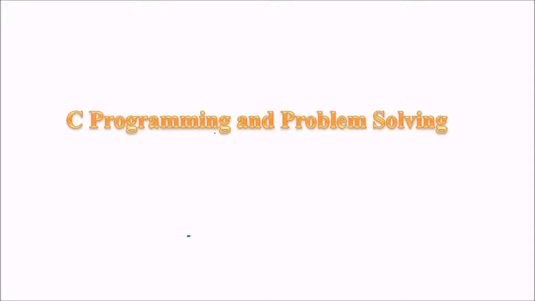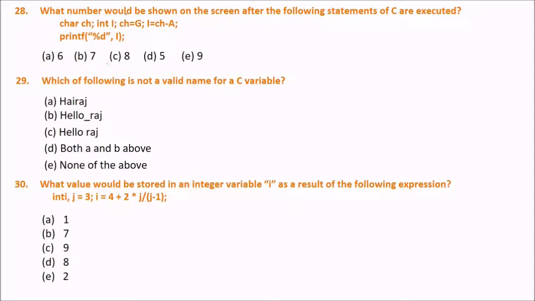Now let us take a few more questions and answers in C programming and problem solving. The first question is: what number would be shown on the screen after the following statements of C are executed? char ch; int i; ch = 'g'; i = ch - 'a'. What will be the answer?